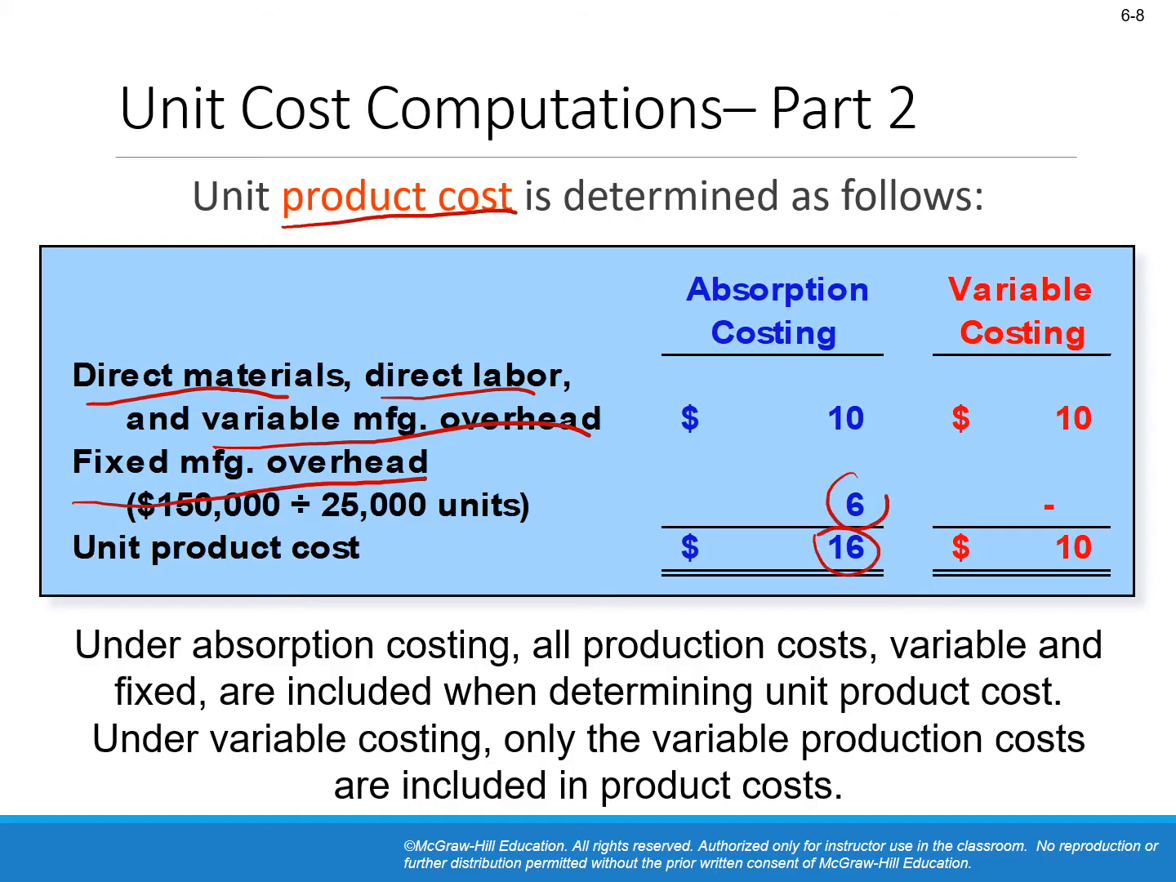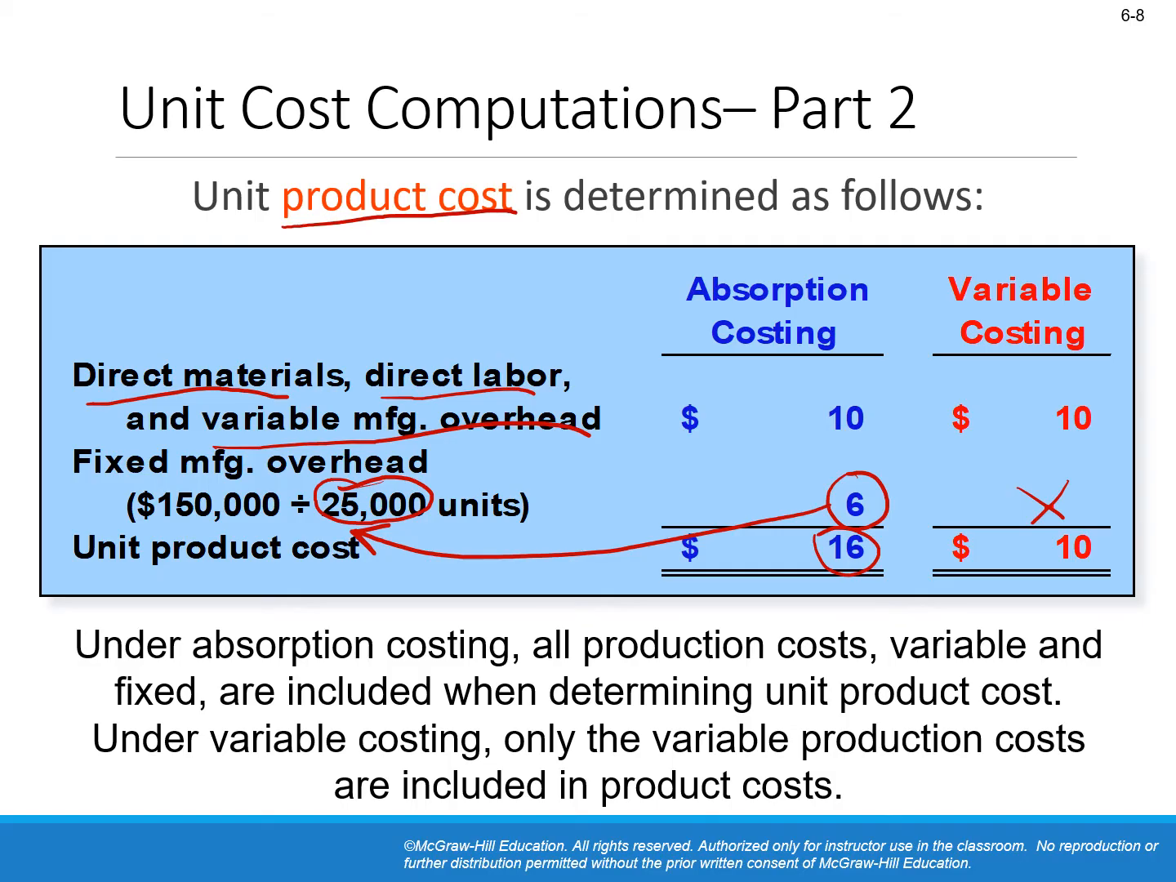Now, this 6 over here was computed per unit by simply dividing the $150,000 for fixed manufacturing overhead by the 25,000 units that were produced. So this is the 6. It came from dividing the total by the number of units produced. As for the variable costing, this 6 doesn't exist because fixed manufacturing overhead is not part of the product cost. We only include variable costs that vary with the production.